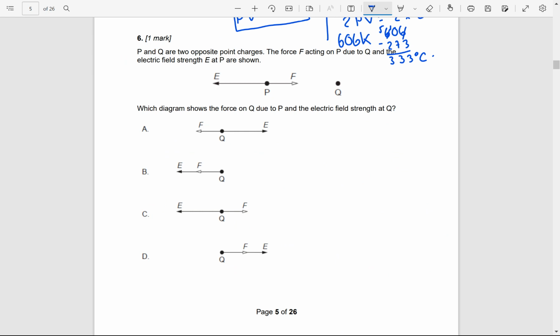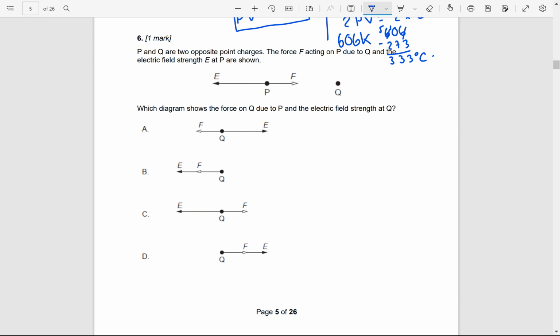Question 6 shows 2 opposite point charges, P and Q. The force F acting on P due to Q and electric field strength E at P are shown. So this is the electric field strength, which goes positive to negative, and then the force always shows like an attraction or a repulsion. Which diagram shows the force on Q due to P?